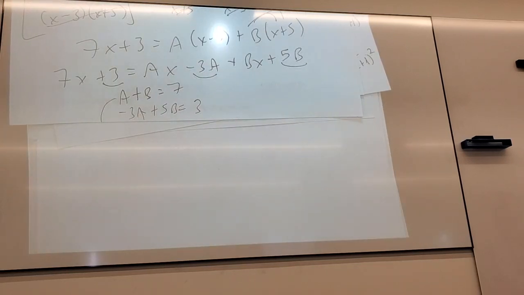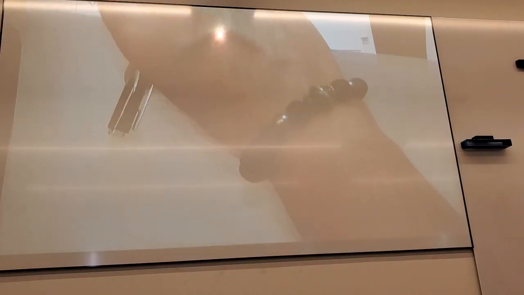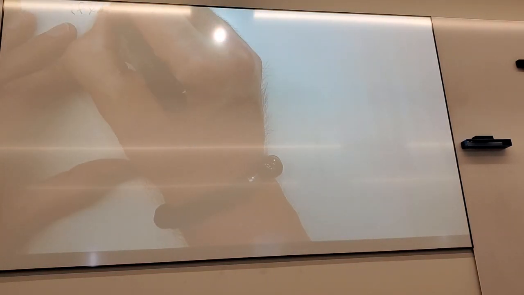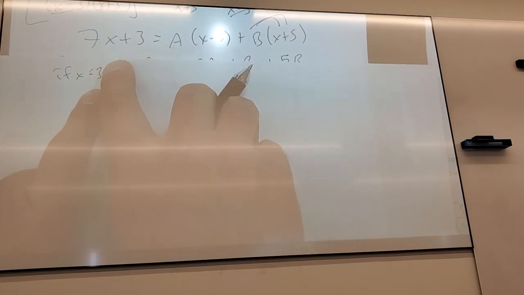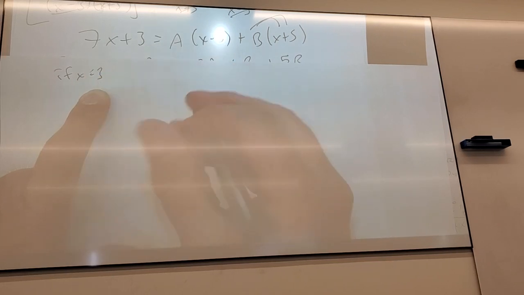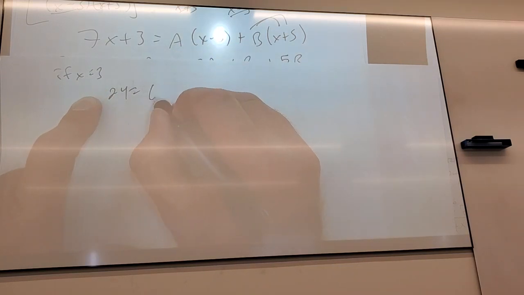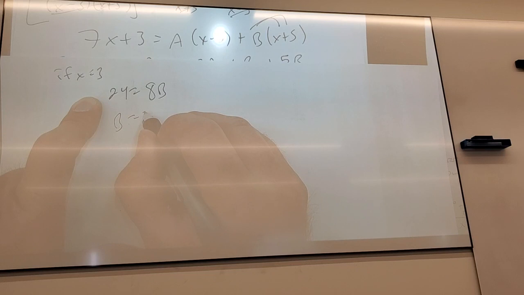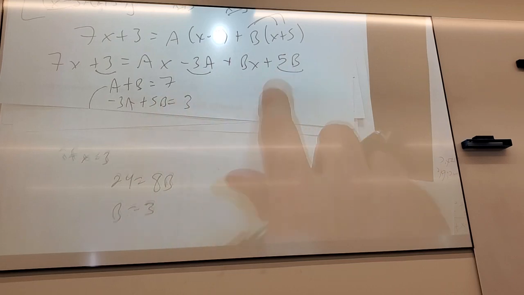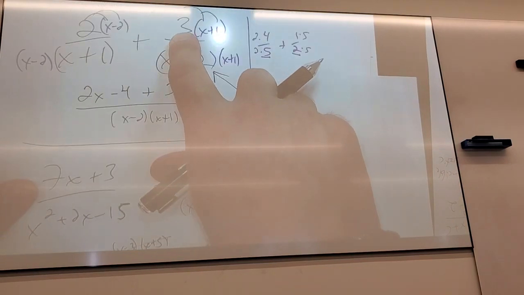All right, so watch real quick. Don't worry about trying to write this down. If x is 3, what's this? 21 plus 3. You guys with me? If x is 3, isn't this 24? This would be 0. This would be 8 times B. What's B then? 3, which is what we got, yes? There's B is 3.